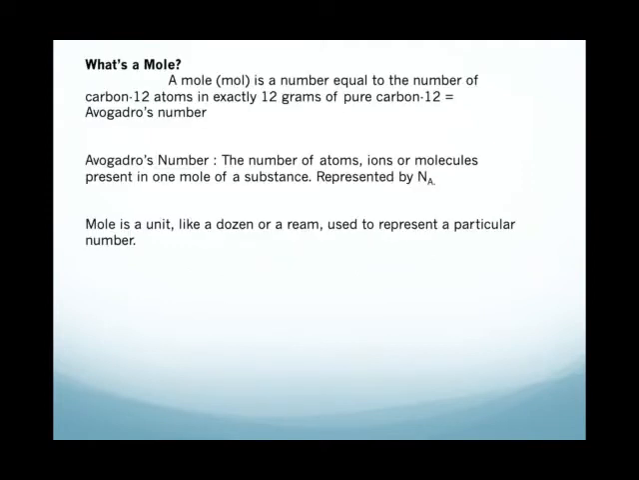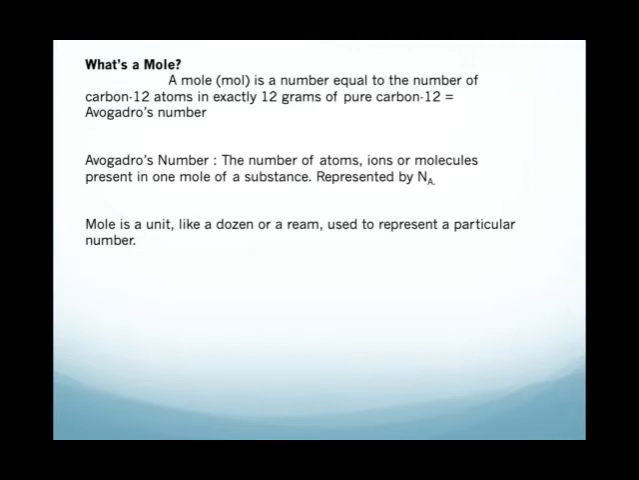A mole is a number equal to the number of carbon-12 atoms in exactly 12 grams of pure carbon-12, which is equal to Avogadro's number, that is 6.022 × 10^23 atoms. Now the Avogadro number is the number of atoms, ions or molecules present in 1 mole of a substance. This number is represented by the symbol NA, and its value is 6.022 × 10^23 atoms, ions or molecules.